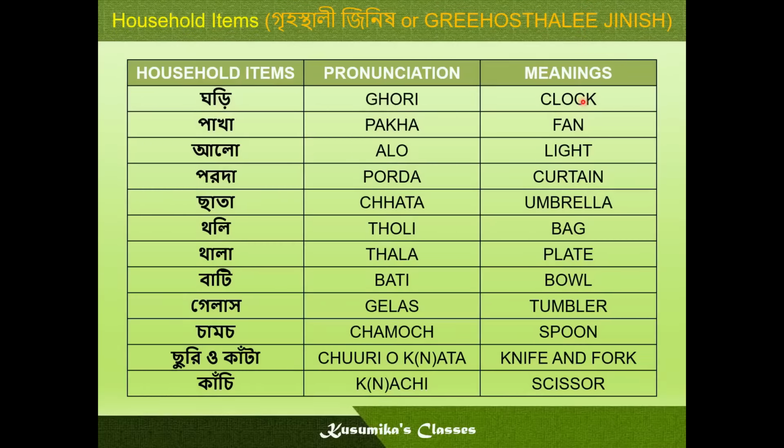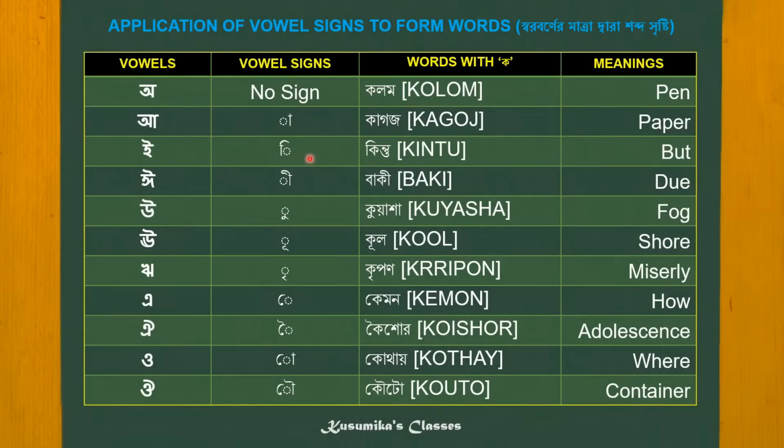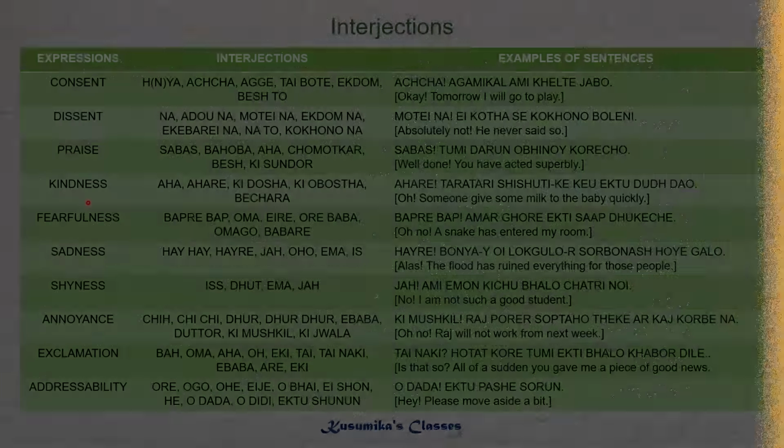Ghori. Clock. Pakha. Fan. Alo. Light. Porda. Curtain. Ikar. Kintu. Meaning but. Ikar. Baki. Meaning due. Ukar. Kuasha. Meaning fog. Ukar. Cool. Meaning shore.